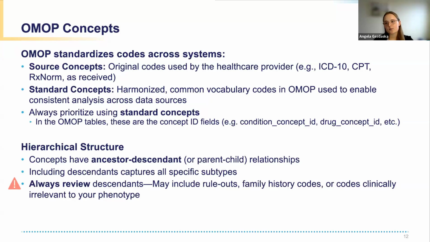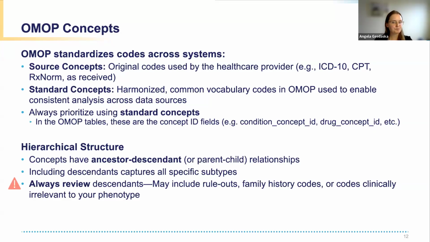The standard concepts are harmonized common vocabulary codes used to enable consistent analysis across data sources. All the different source concepts are mapped to these standard concepts. When you're working with EHR data in All of Us, it's really important to prioritize using the standard concepts because this ensures you capture all individuals that might have a condition, regardless of the type of source code their particular health system might use. In the actual OMOP tables within All of Us, the standard concepts can be found in those concept ID fields, which I touched on in the previous slide.